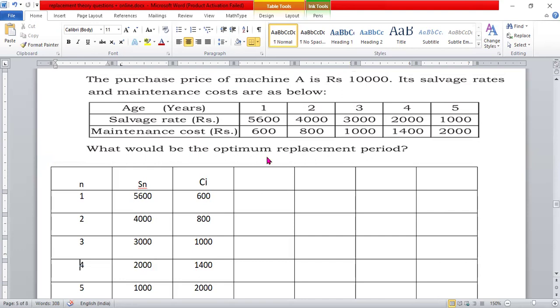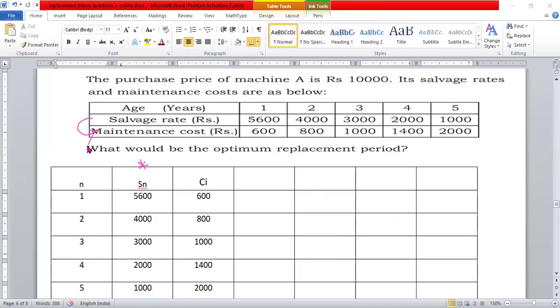Guys, I told you already, don't think that it is always given as first column N and C of I and S of N. No, look at that, here some changes have happened. Be careful. In the last two columns there is always an interchange so that you identify it in the examination hall. But here the same thing happens.